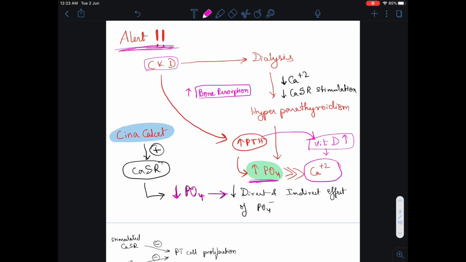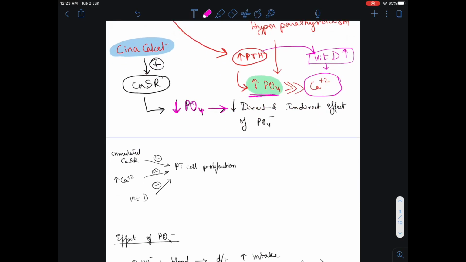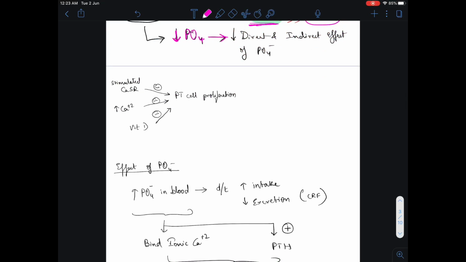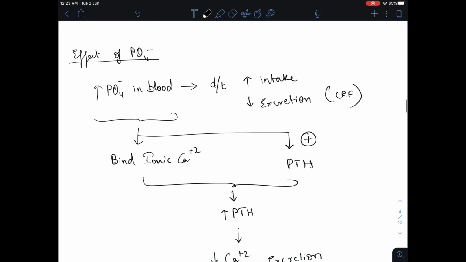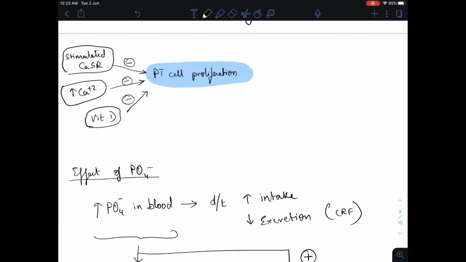Cinacalcet is a drug which stimulates the calcium sensing receptor, which decreases the phosphate and inhibits the direct and indirect effects of phosphate. Okay, inorganic phosphate. Here is a little fact about what regulates parathyroid cell proliferation. The stimulated calcium sensing receptor, increased serum calcium and vitamin D, all three of these inhibit parathyroid cell proliferation. Okay, and this is just for the namesake, if you have to know what inhibits parathyroid cell proliferation.